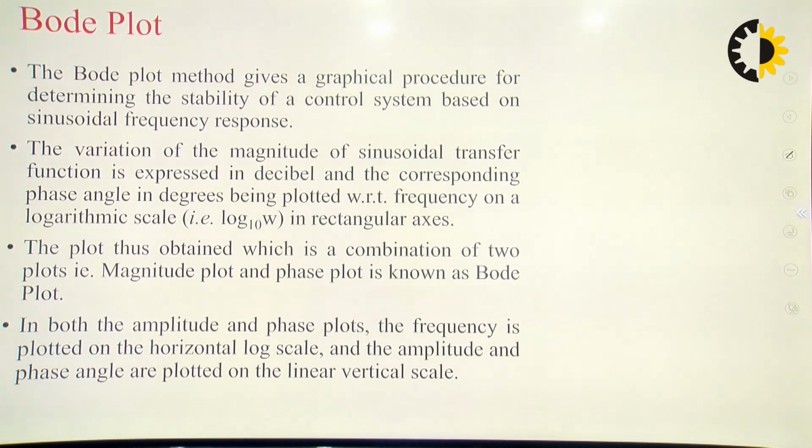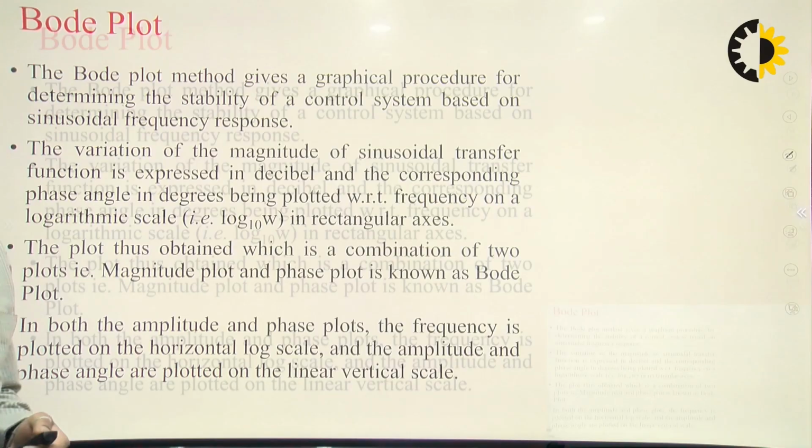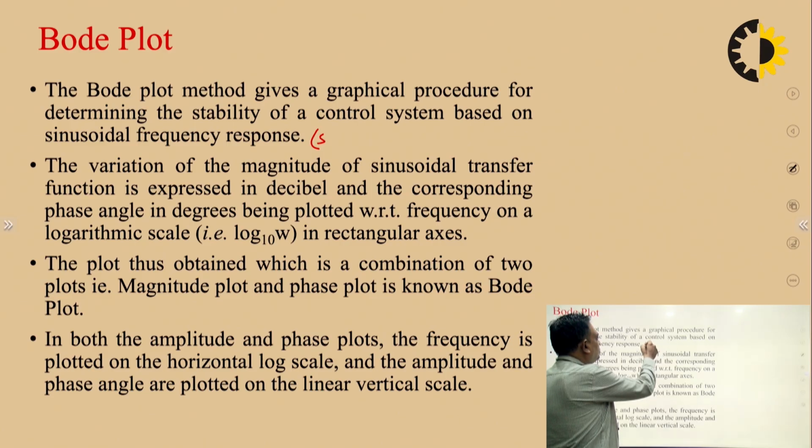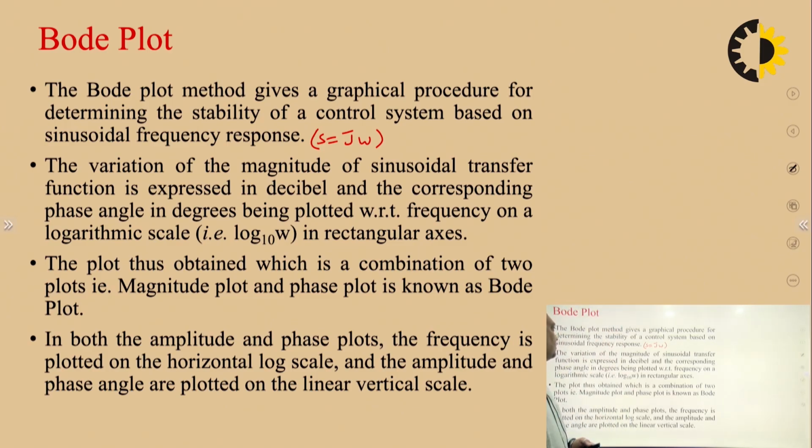So the Bode plot gives a graphical procedure for determining the stability of a closed system based on sinusoidal frequency response. Okay, so here for sinusoidal frequency response analysis, we will just put s equals to j omega in the given transfer function. Then the variation of the magnitude of the sinusoidal transfer function is expressed in decibel and the corresponding phase angle in degrees, being plotted with respect to frequency on a logarithmic scale in rectangular axis.